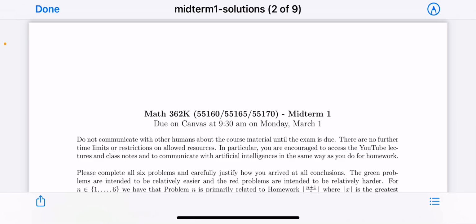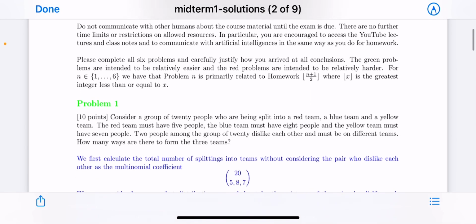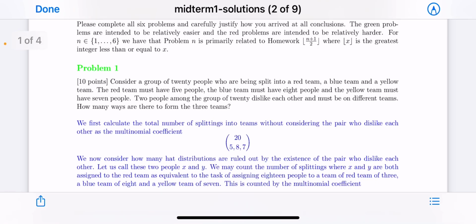Okay, so we can have a look at the first problem. It asks us about splitting this group of 20 people into a red team, a blue team, and a yellow team. The red team must have 5 people, the blue team must have 8 people, and the yellow team must have 7 people. And 2 of the people don't like each other and must be on different teams. So we need to figure out how many ways there are to form the 3 teams.